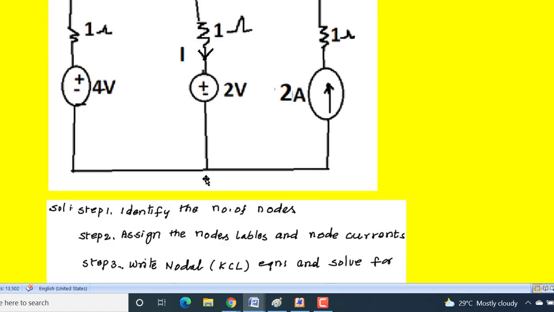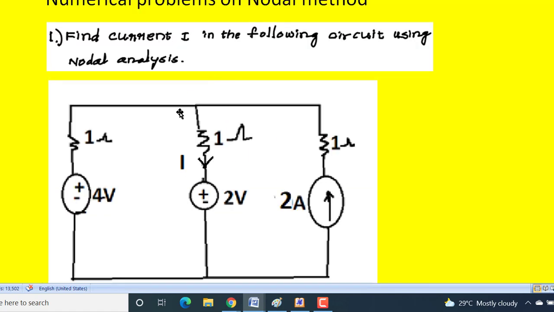Similarly, at the bottom there is another node. There are three branches connected together. This is one branch, this is another, this is another. They are connected together like this, and this common point is called the reference node. The reference node is always at ground potential, or zero voltage, whereas the non-reference voltages depend upon their position and their connection with the elements.